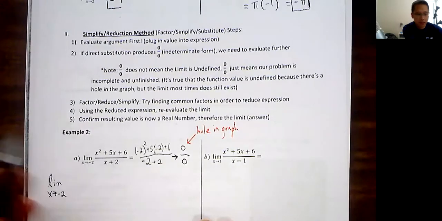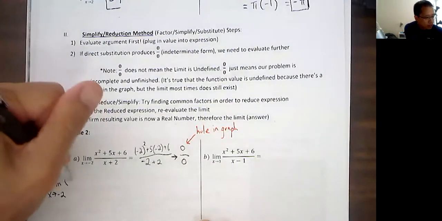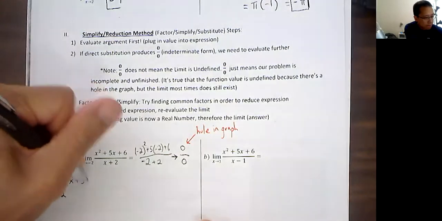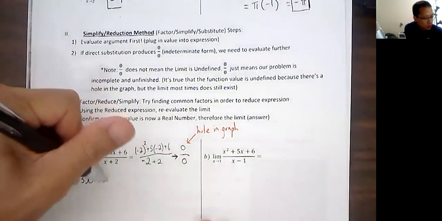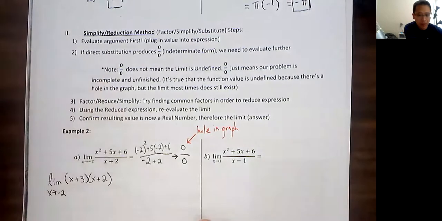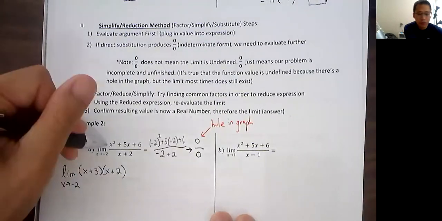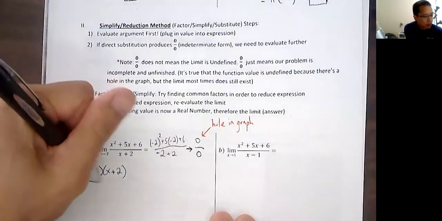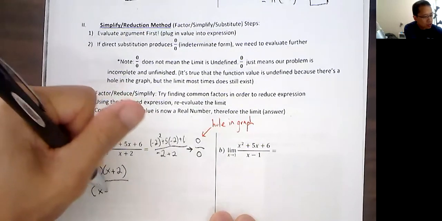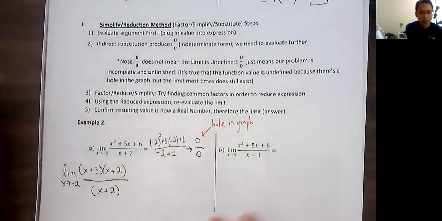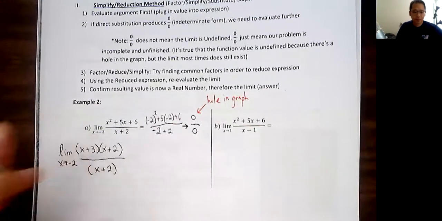Multiplies to be 6, adds up to be 5. So that's 3 and 2. So x plus 3 and x plus 2. So we have the factored form. It's equivalent to this numerator here. But now we see something here, right? We see that there's a common factor.